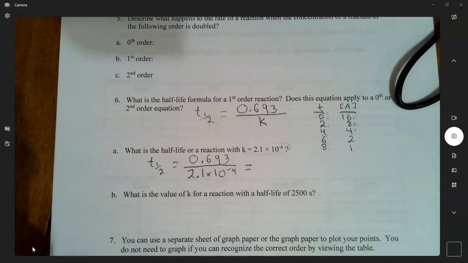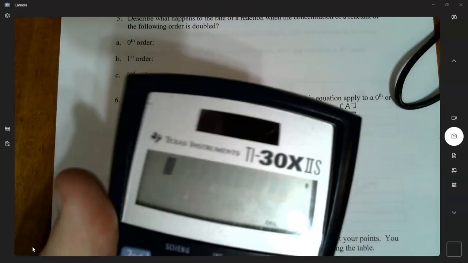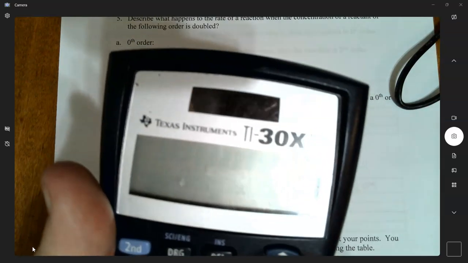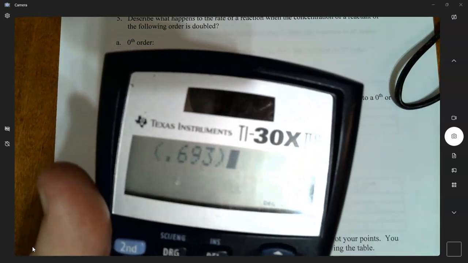Let me show you how to do scientific notation in case you're still not comfortable. Okay, so I'm going to put a parenthesis, 0.693, close the parenthesis.